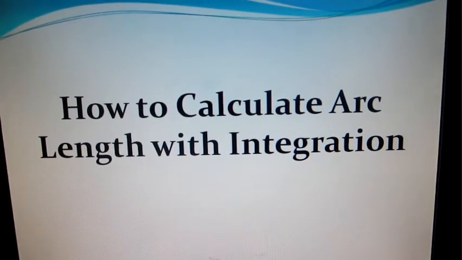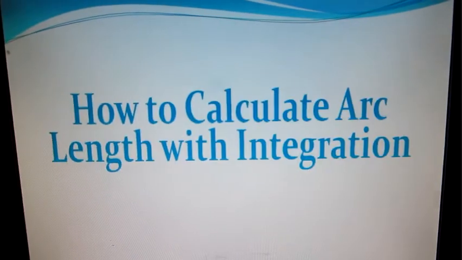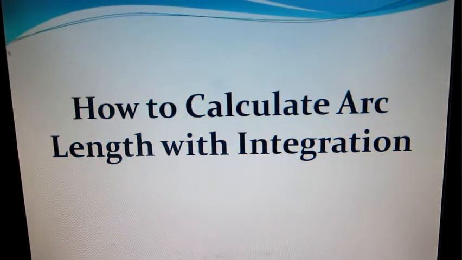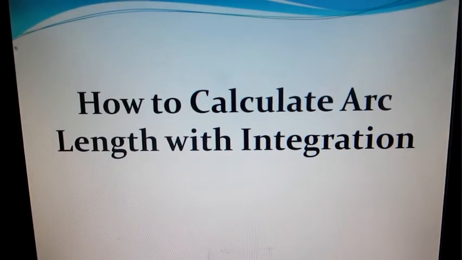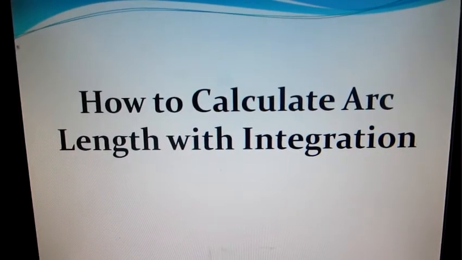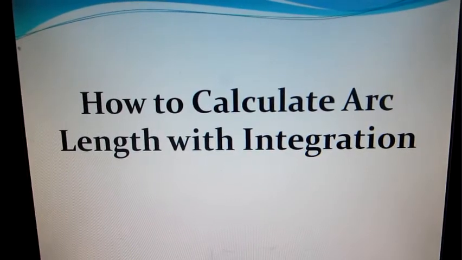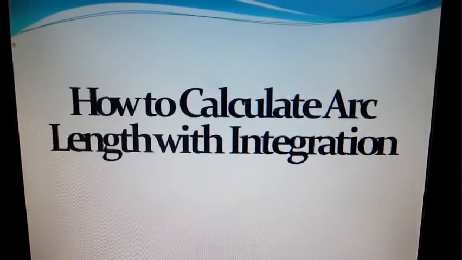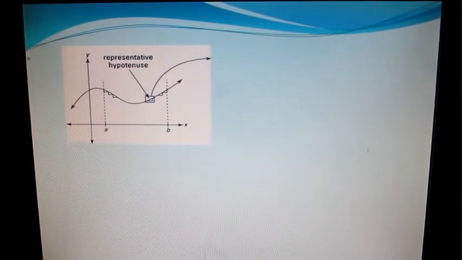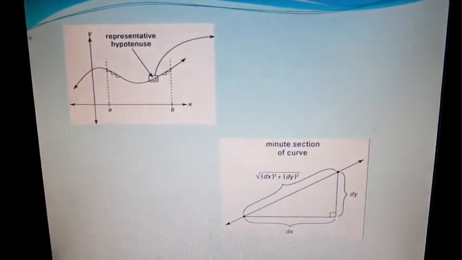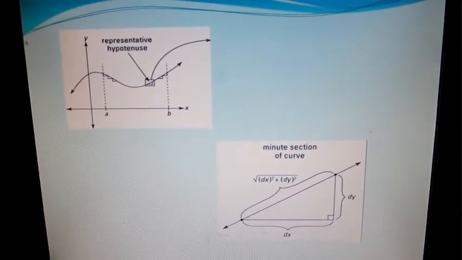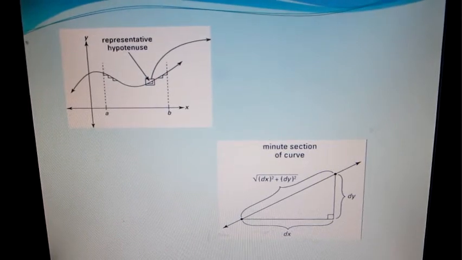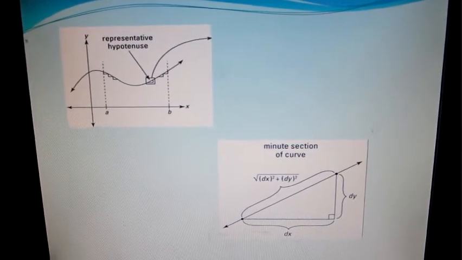When you use integration to calculate arc length, what you're doing is dividing a length of curve into infinitesimally small sections, figuring the length of each small section, and then adding up all the little lengths. The following figure shows how each section of a curve can be approximated by the hypotenuse of a tiny right triangle.